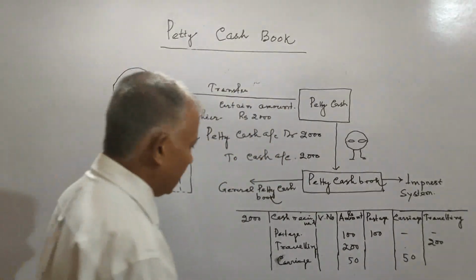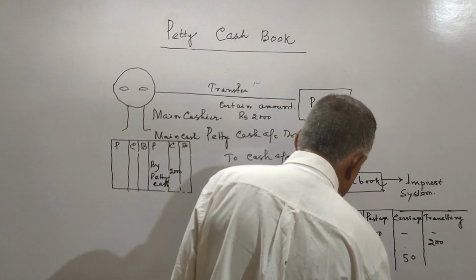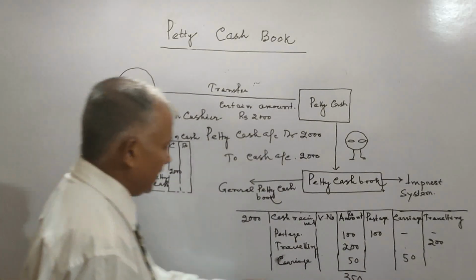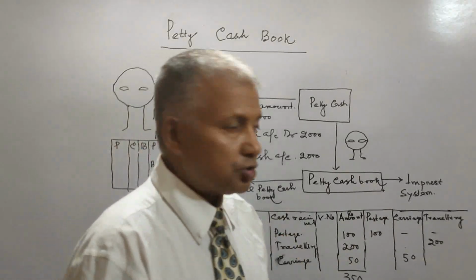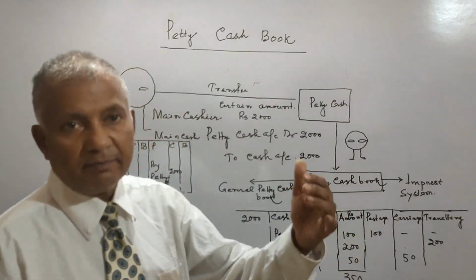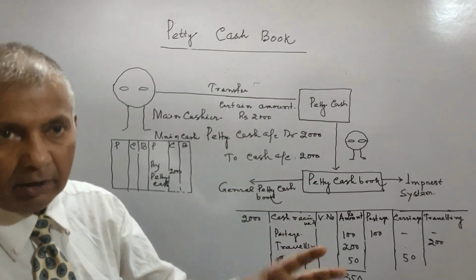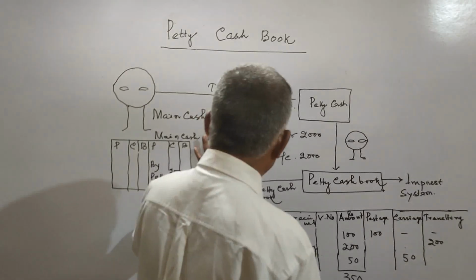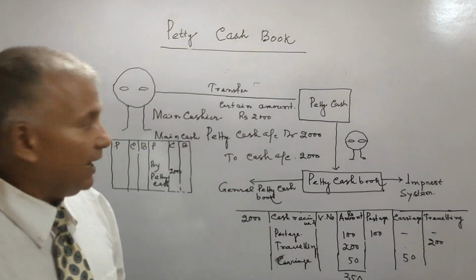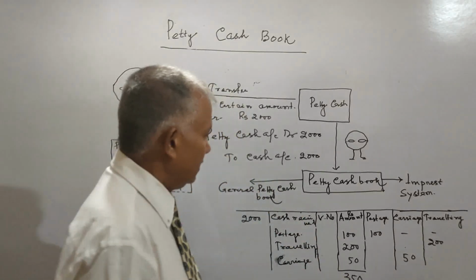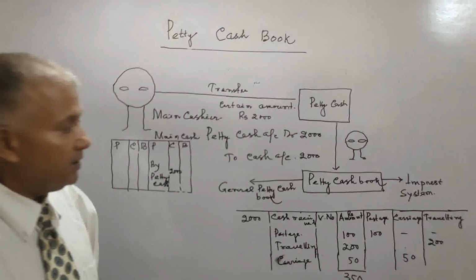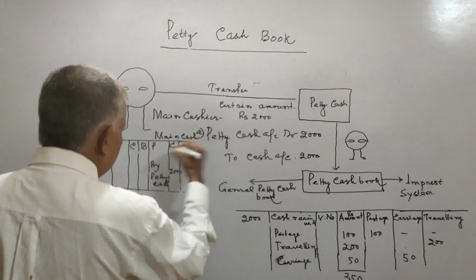Suppose in a month there is no other transaction. So the total amount of expenditure is rupees 350. The petty cashier will intimate that 350 has been spent. So at the end of the period, it may be weekly, may be fortnightly, may be monthly, the petty cashier will tell that 350 rupees has been spent, and the main cashier will again give this 350 so that in his hand there will be again 2000. Again I am telling you that this is your entry number 1.